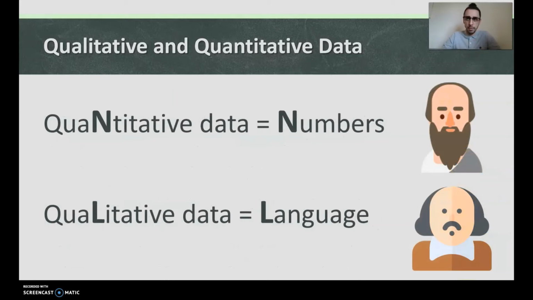One quick way you can remember this is quantitative data has got the N in it for numbers, and qualitative data has got the L in it for language, or the word lit in it for like literature, for words, okay? So quantitative data is with numbers, so I've got a picture of Pythagoras, who's like a mathematician, and I've got qualitative data, which is about language, and I've got old Willie Shakespeare.